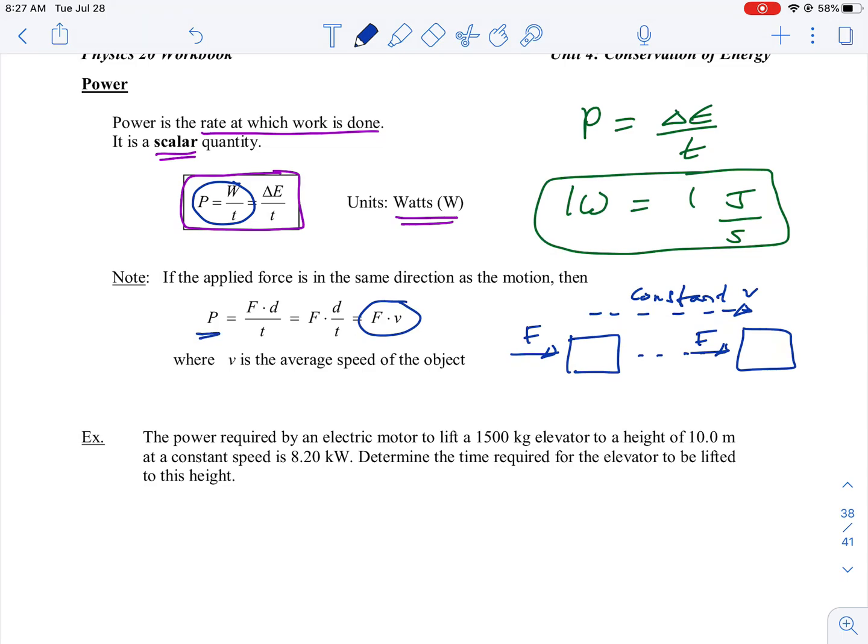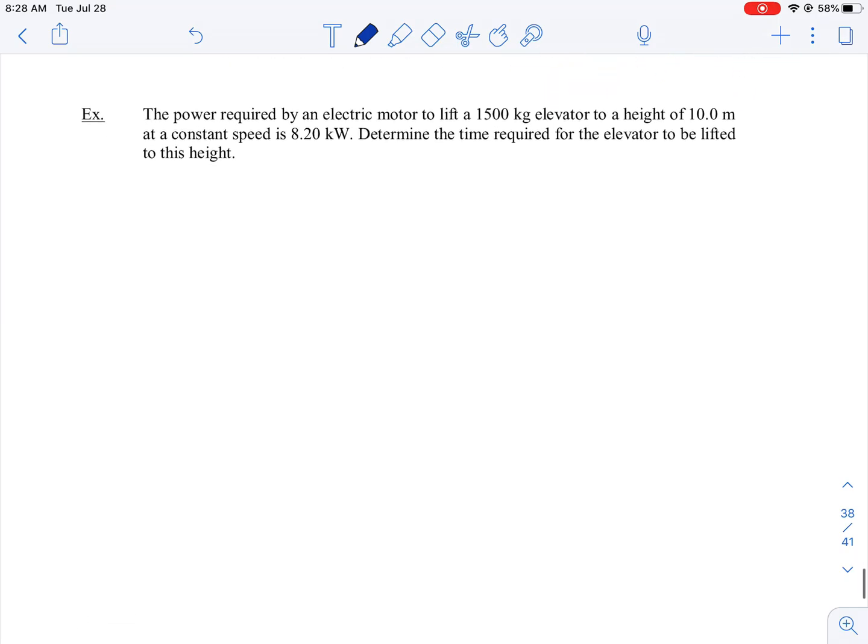And we do that if it's moving at a reasonably constant speed like you see in my diagram on the side. So if you have a force applying on an object and moving it at a constant speed, then this is a pretty good option, F times V, because we often want to know what the force, well, anyways, let's not get into too much detail. Use that formula if it's appropriate. All right, let's try an example of this.